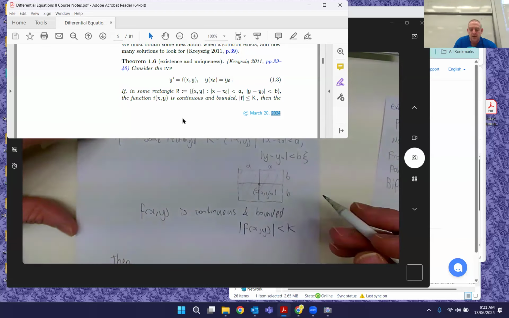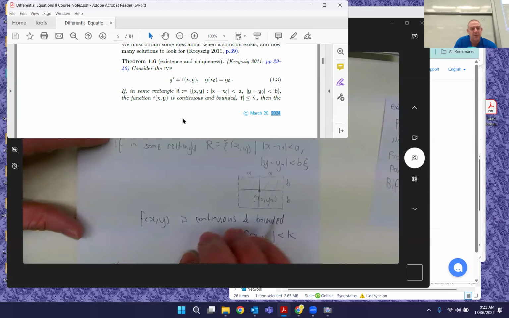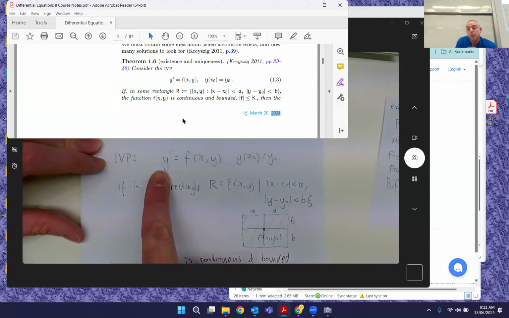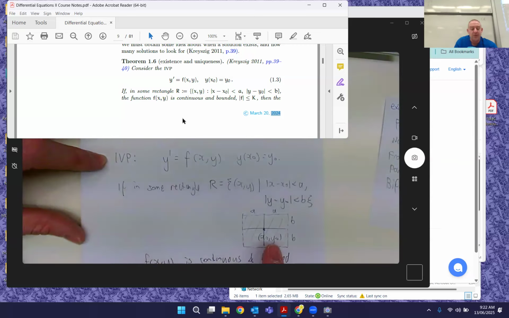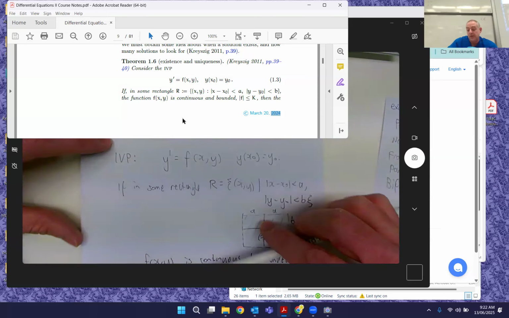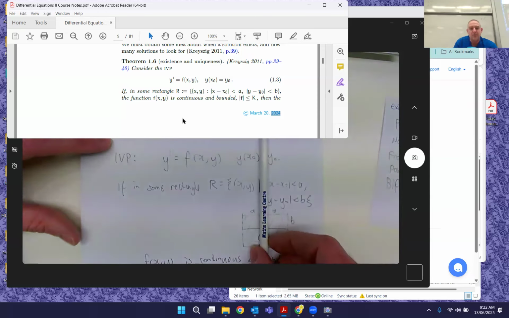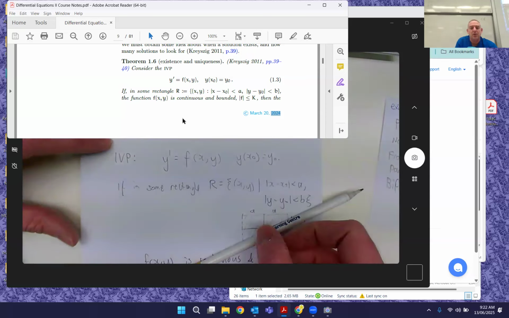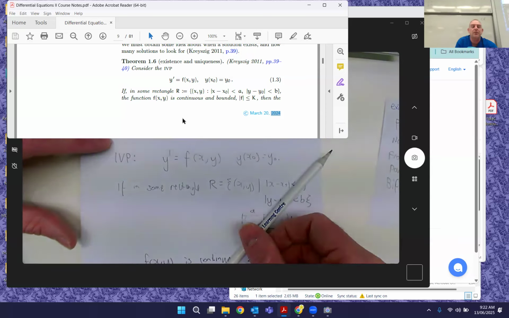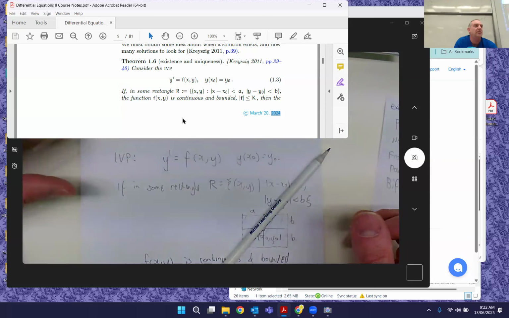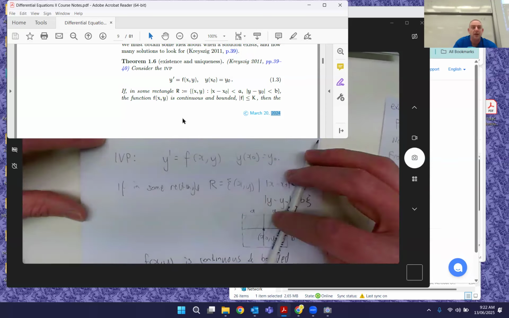But f of x, y is in fact y dash, which is the slope. So it's saying the slope is bounded. So the slope of the function that we're trying to imagine passes through this point, it's never infinity. It's inside this box, it gets to a certain steepness and then stops. It doesn't get any steeper anywhere else in here.